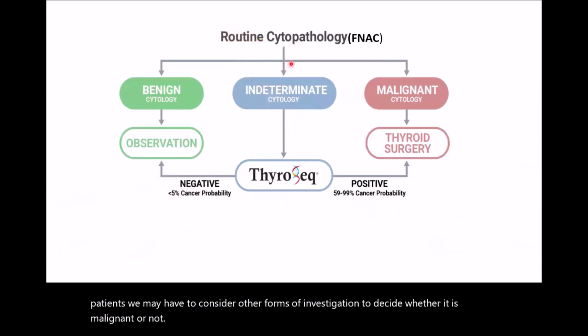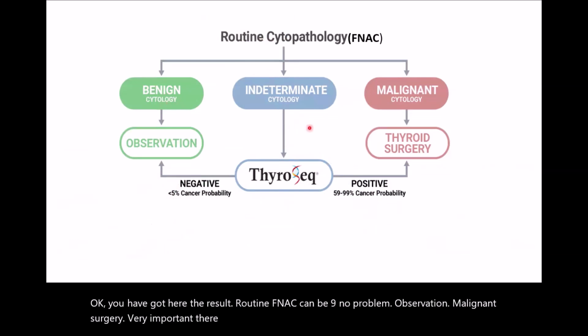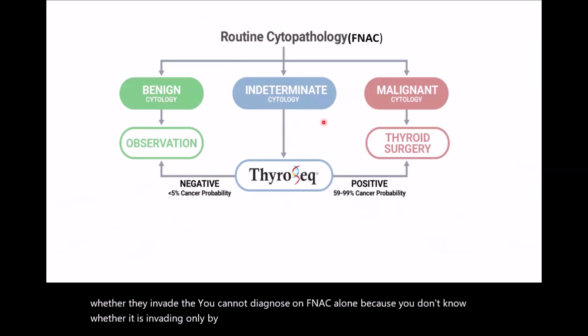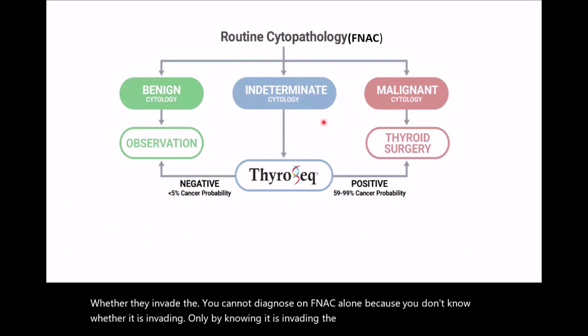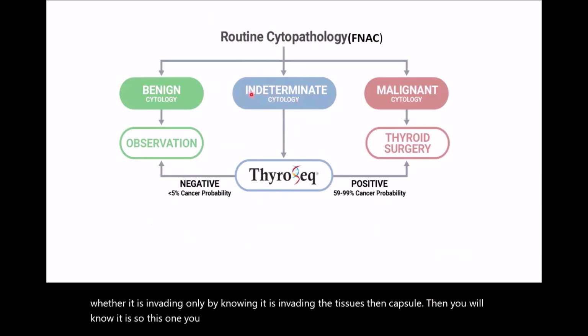You have got here the result of routine FNAC: benign, no problem, observation. Malignant, surgery, very important. There's a big group now, especially follicular adenomas, where whether they invade you cannot diagnose on FNAC alone, because you don't know whether it's invading. Only by knowing it is invading the tissues, the capsule, will you know it is malignant. So this one you cannot tell, indeterminate.